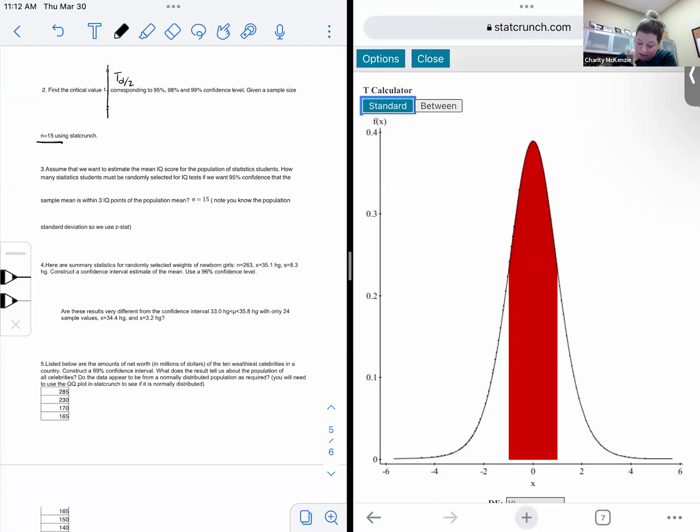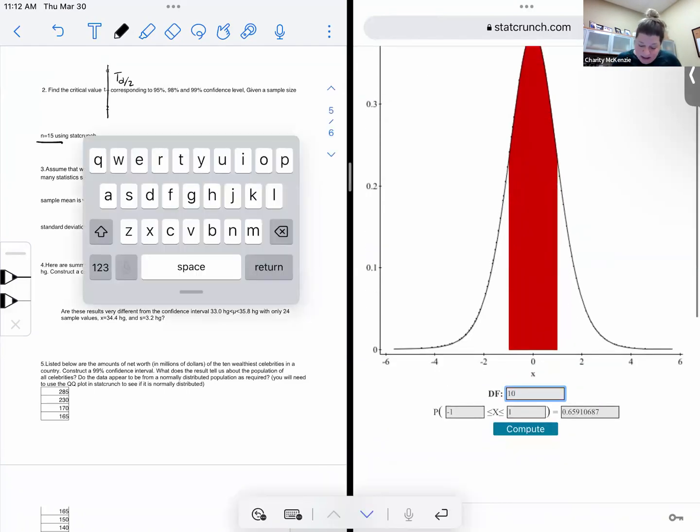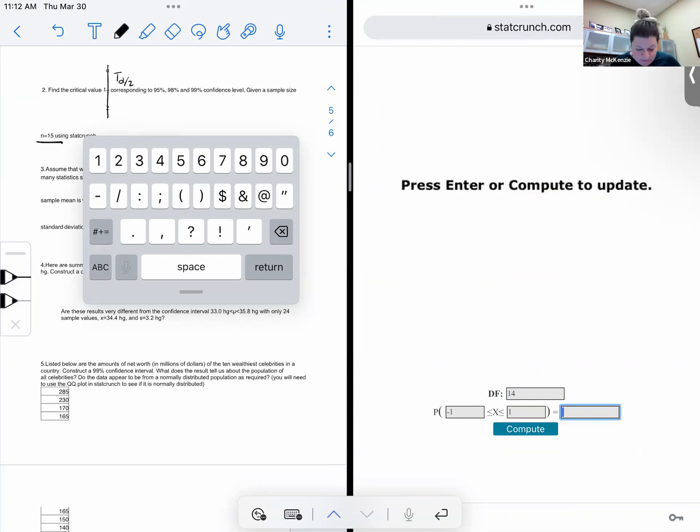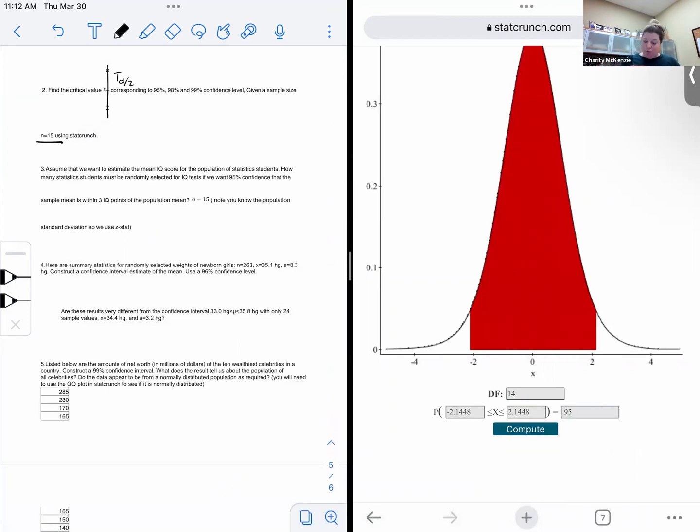Then we're going to put in our degrees of freedom, and we had only 15 samples, so we would put in 14 for this. And then what was our first level? 95%, so 0.95. Compute that, and I got 2.144, whatever. So for the 95%, the critical value is 2.14.